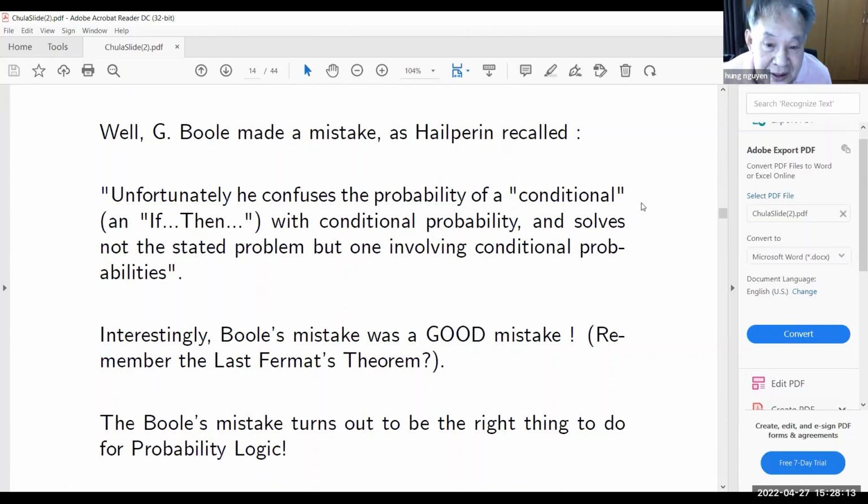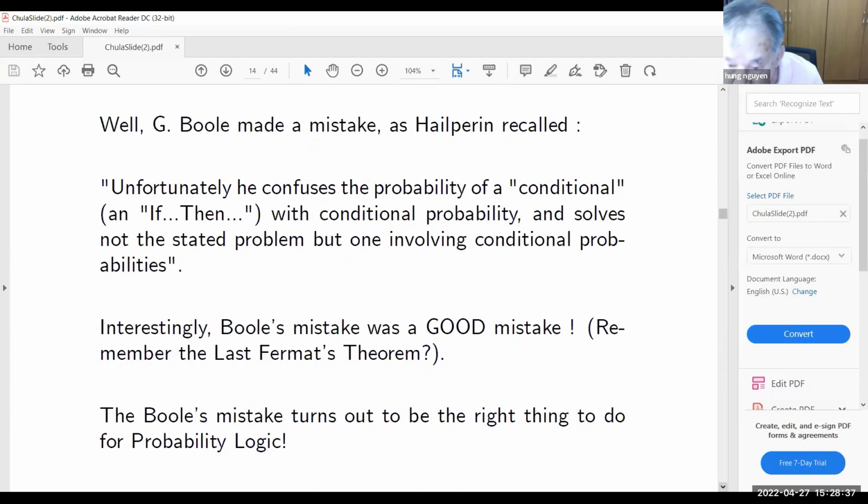He was basing if-then on something wrong, that is only valid for two-value logic. But the logic he considered is not two-value logic, it's probability logic. That means when you say something, is that true or not? You cannot say true or not. You can say, what is the chance that it is true? That is probability logic.